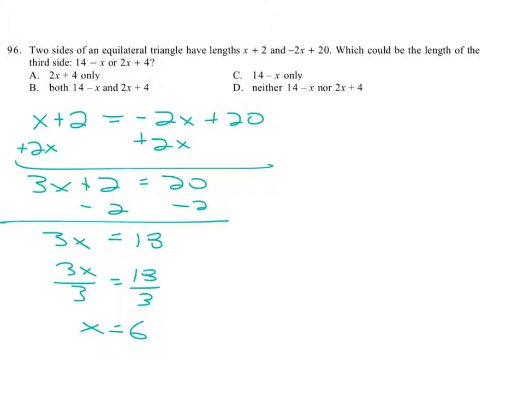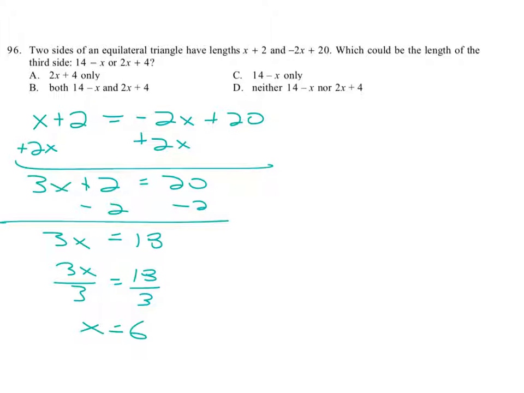Now, we still don't know what the sides measure. So let's find that out first, okay? We had an expression for one side and an expression for the other side, so let's just take those two things. We know that they should be equal. Let's plug that in there and find out what they are.